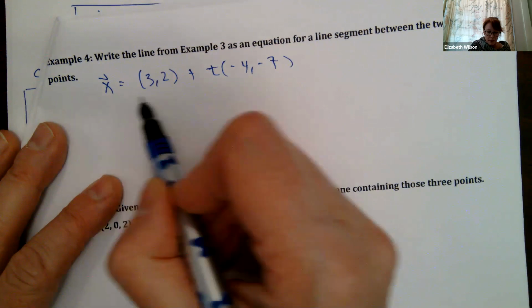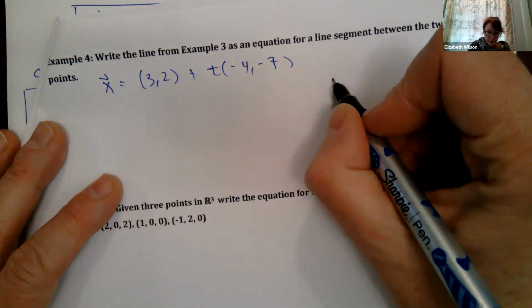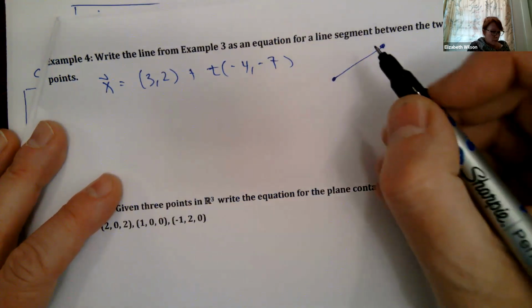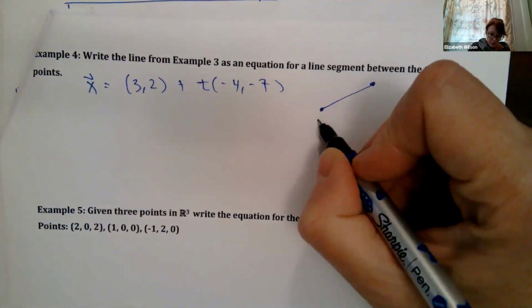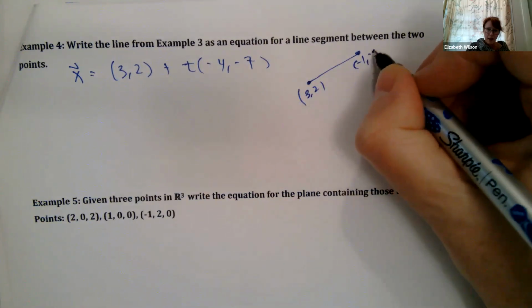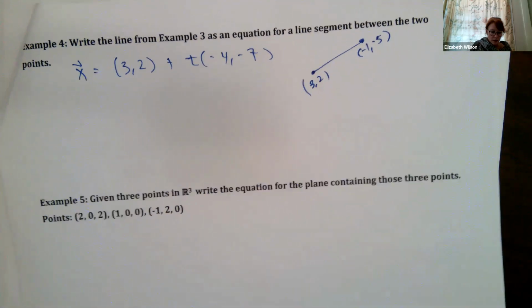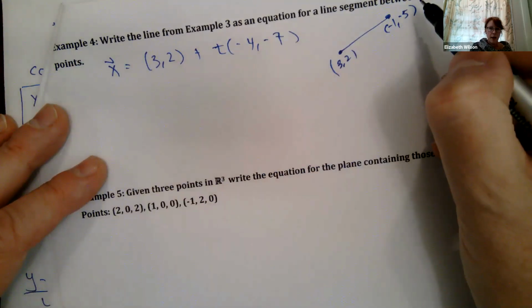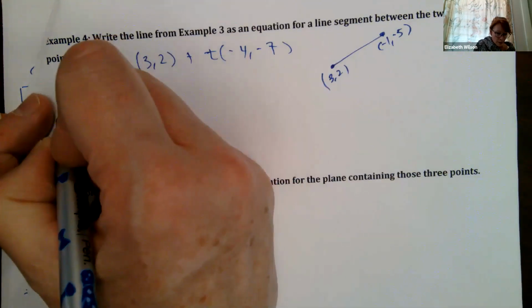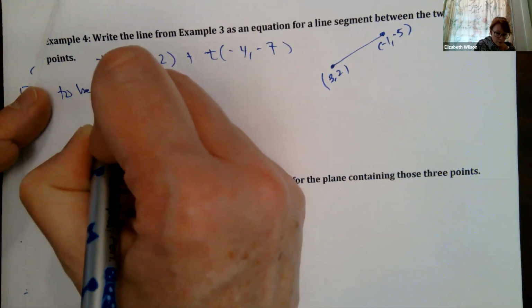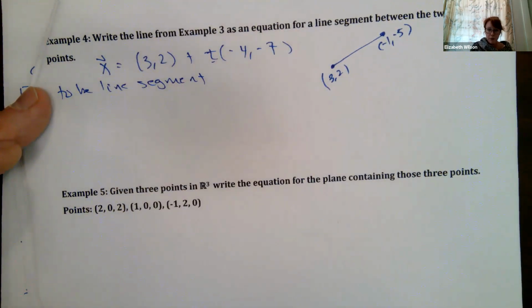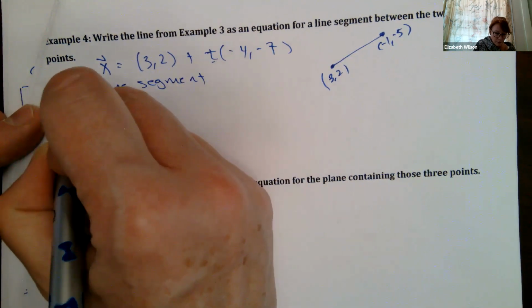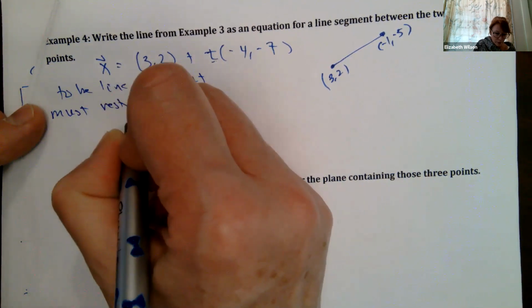Before, we had it as a line, but if I wanted it to be a line segment between these 2 particular points, the 2 points we had on here, (3, 2) and (-1, -5), then instead of it being an infinite line with arrows in both directions, I have to restrict my t to be between 0 and 1.